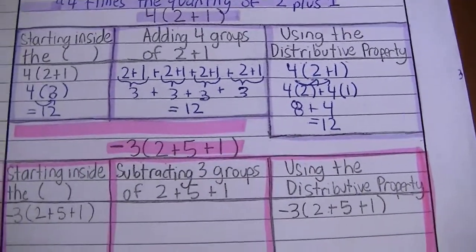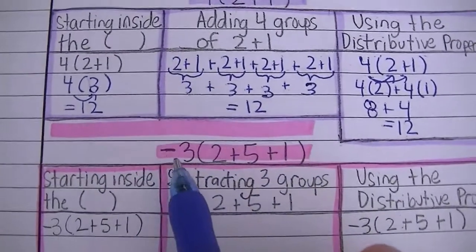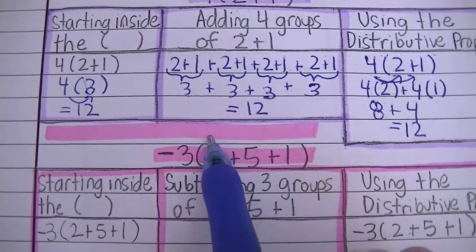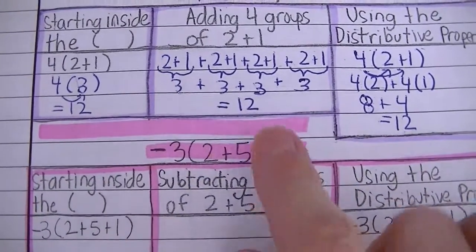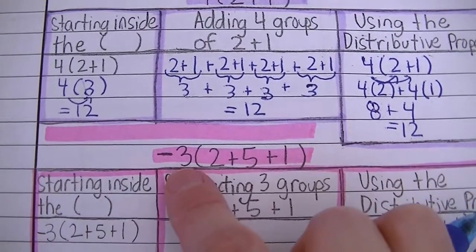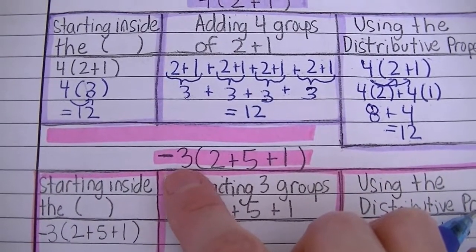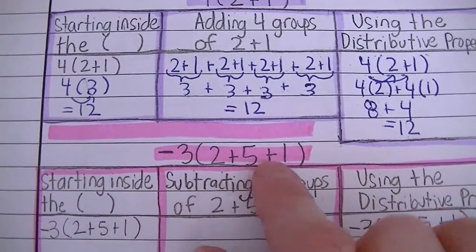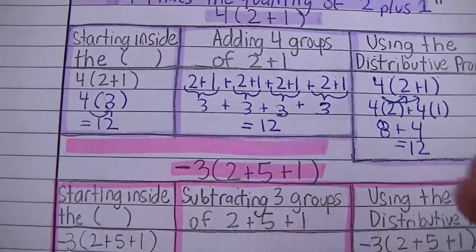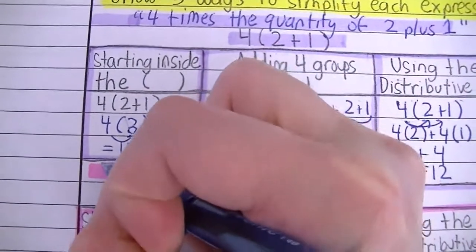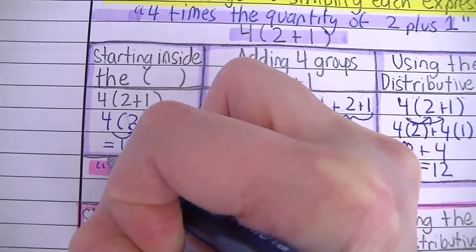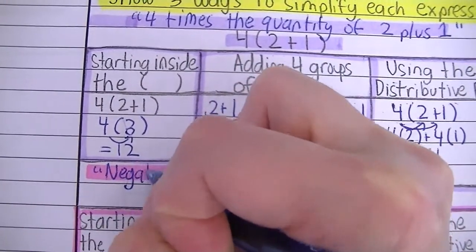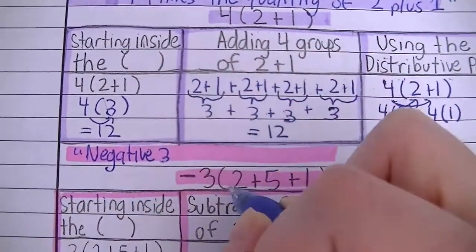For the next example, let's go ahead and write it out. You have negative 3 times the quantity of 2 plus 5 plus 1. You'll see that there's actually 3 numbers inside right here that we have to distribute that negative 3 through, like multiply that negative 3 by everything inside those parentheses. Okay? So let's write it out correctly. So it's negative 3 times the quantity.